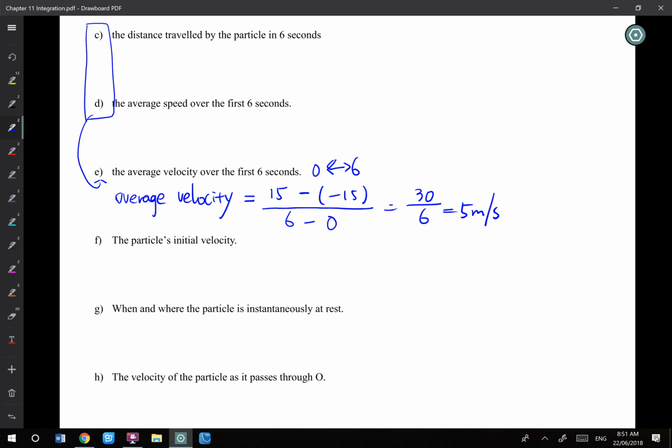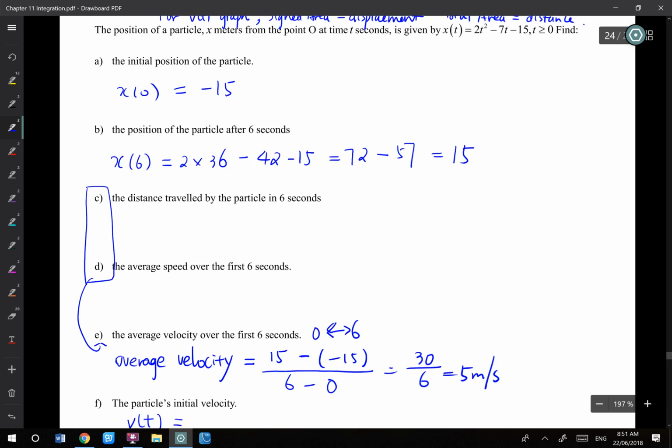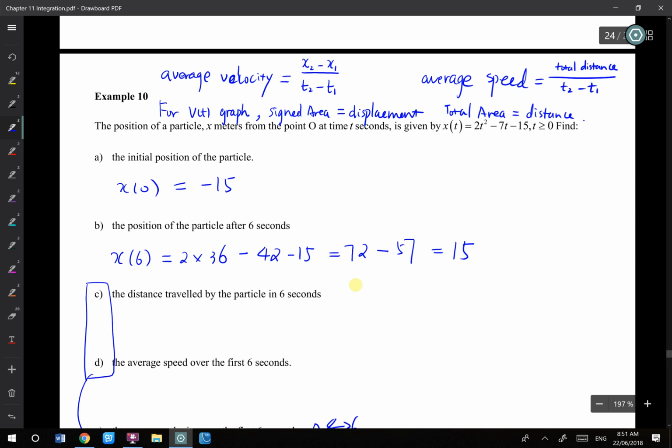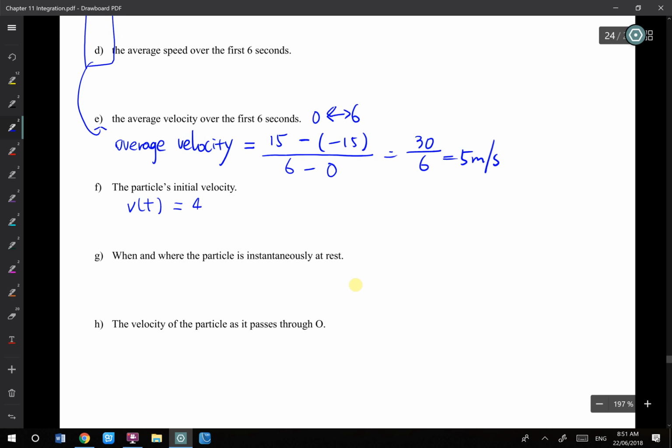Okay, let's do the next one first. F, the particle's initial velocity. So this is x(t). If I want to find v(t), I need to differentiate. When we differentiate we get 4t minus 7. The good thing is it's linear. And the initial velocity will be v(0), that's minus 7 meters per second. So it's moving to the left at 7 meters per second.